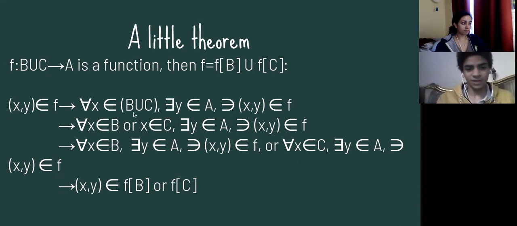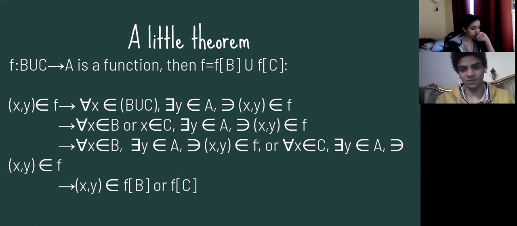So now this can be expressed by the definition of the union. Instead of saying for all x belonging to B union C, I can say for all x belonging to B or for all x belonging to C. This is just from the definition of the union. Then, leaving the second part as it is, there exists a y belonging to A such that xy belongs to f. And this is equivalent to saying for all x belonging to B, there exists a y belonging to A such that xy belongs to f, or for all x belonging to C, there exists a y belonging to A such that xy belongs to f.